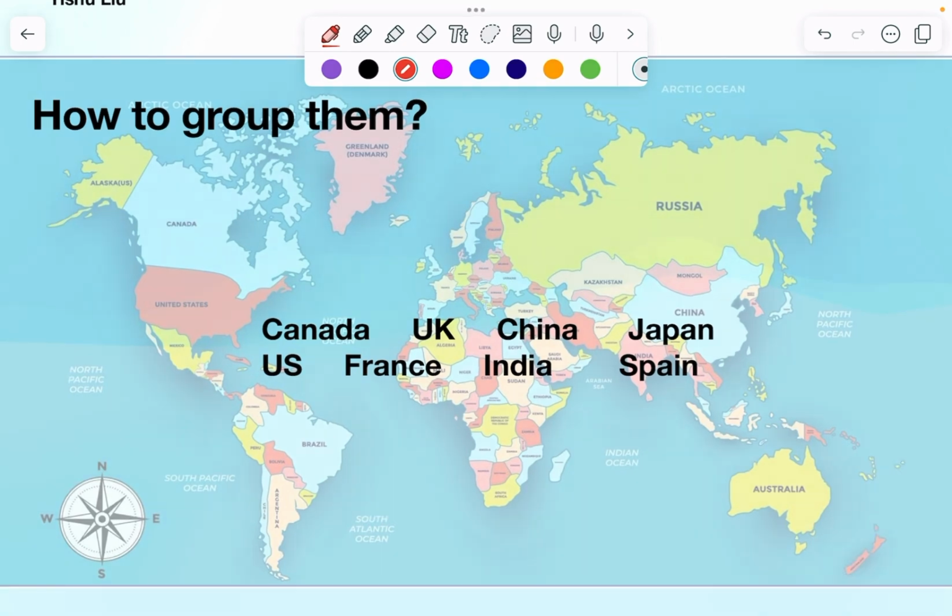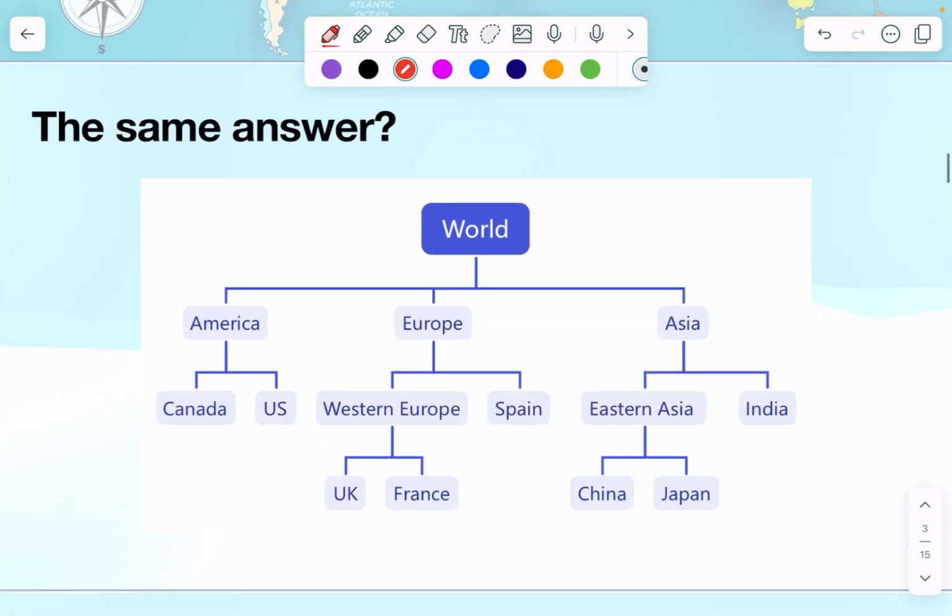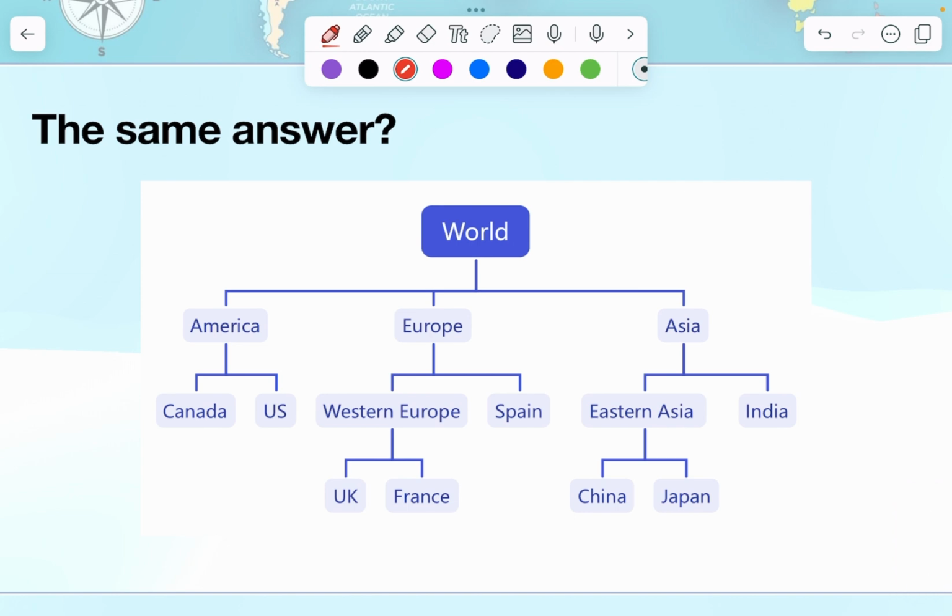Okay, time is up. Now I will introduce my answer first and let's do some comparison. This is my answer. You can see that I divided all the countries into 3 big groups. They are America, Europe, and Asia. So my grouping is based on the location similarity. Canada and US, they are close to each other and they belong to the American, so they are in this group. And UK, France, Spain, they are in Europe.